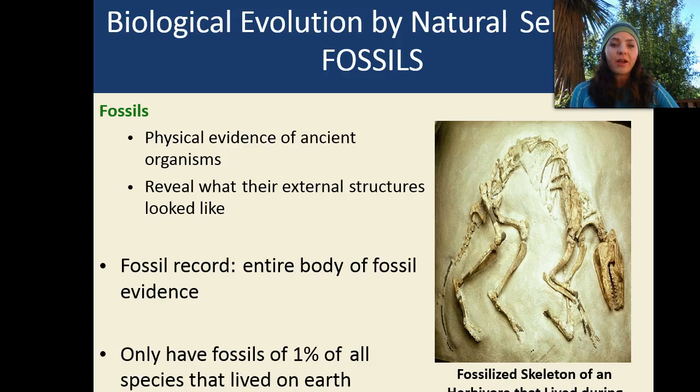Fossils are physical evidence of ancient organisms and their survival here on Earth. They reveal what their external structures looked like. So they look at their bones and that type of thing, and based on their skeletons, they can get an idea of what they looked like with all of their tissues intact as well. The fossil record is the entire body of fossil evidence that we've collected throughout all the years that we've been looking at fossils. And only 1% of all organisms on Earth have left behind their fossils.